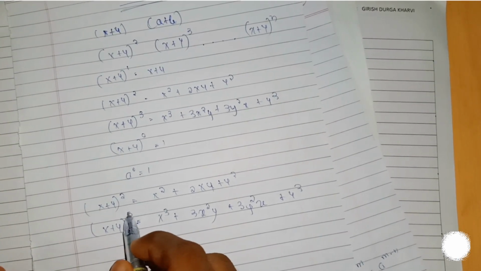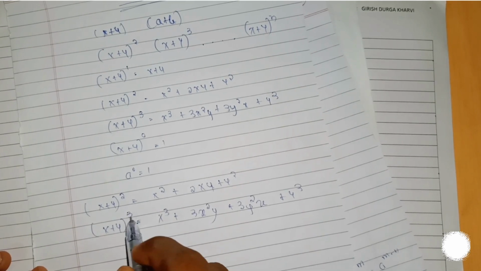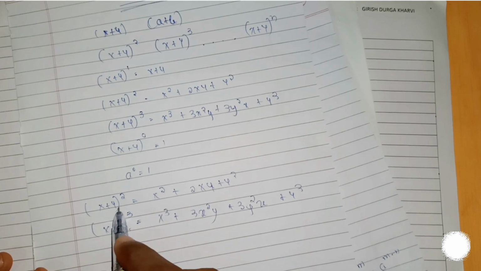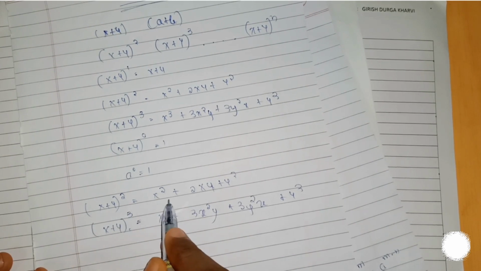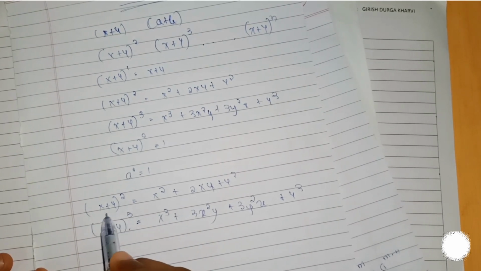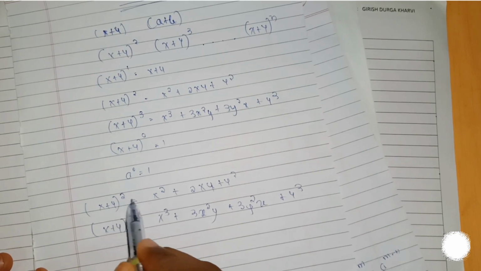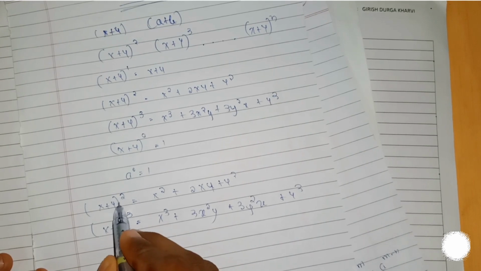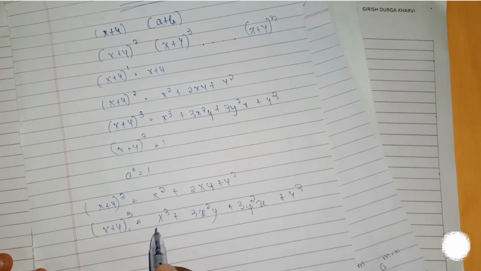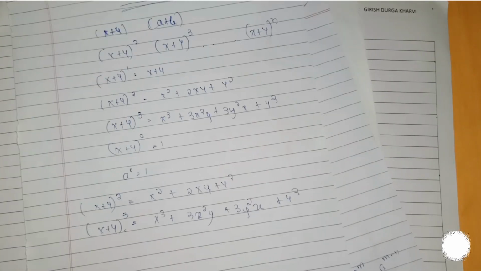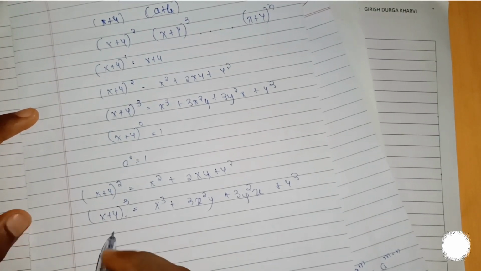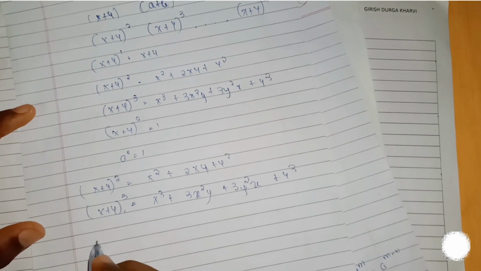Again, there is a trend in these two identities: the number of terms in these identities is 1 plus the power of that identity. Meaning in x plus y whole square, the number of terms is 3. That is the power plus one term we have. With the help of these trends, we can find the general formula and the next identity.